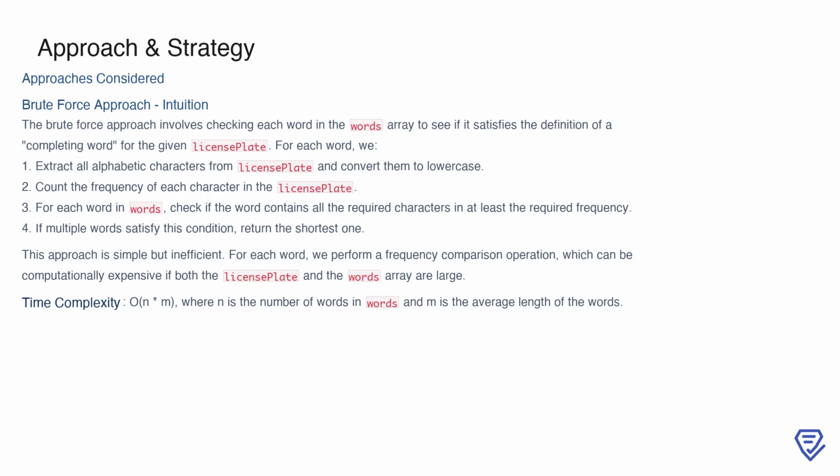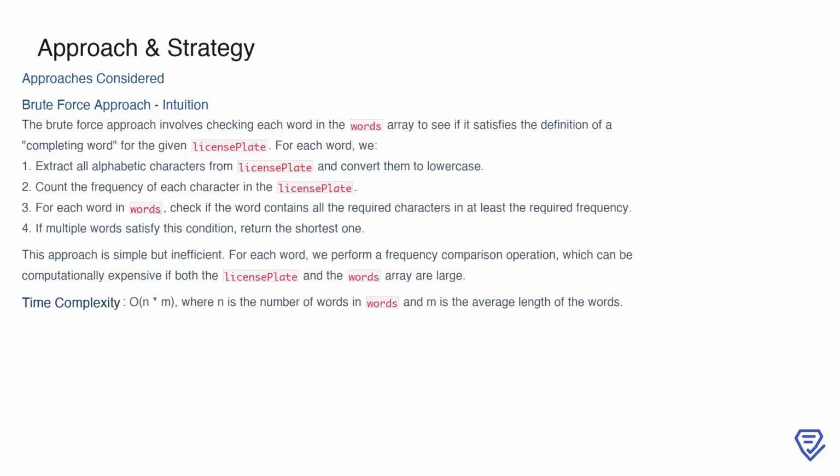While this method is straightforward and easy to understand, it isn't very efficient. For every word in the array, we perform a frequency comparison, which can become computationally expensive, particularly if the license plate has many unique characters or the words array is very large. The time complexity here is n*m, where n is the number of words and m is the average length of each word.